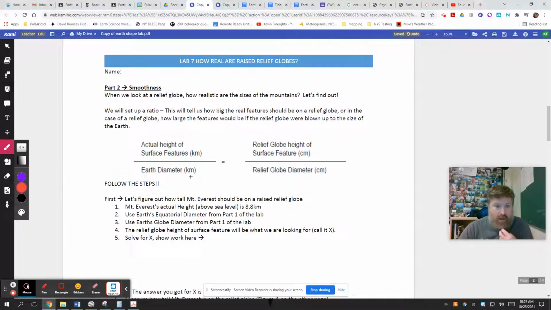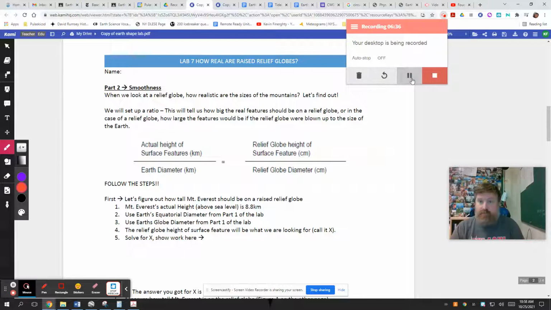Okay. Part 2 is smoothness. So what we're going to do here is a ratio, the way you would for a model. Let me grab a model, and I need my model Earth. All right, so a scale model. What is a scale model? This, when you see these around, scale model of a World War II tank, which I never finished building, but there it is, partially done.